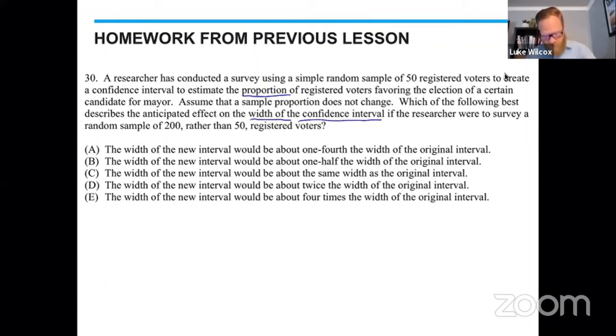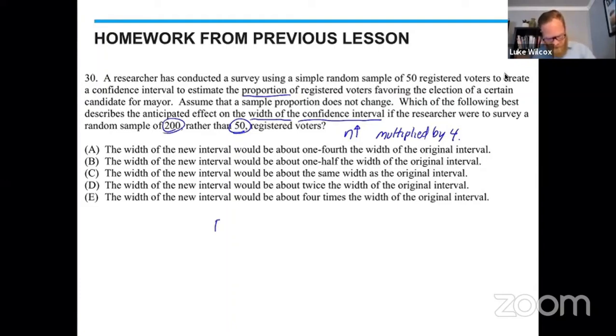Okay, so here's the first thing to recognize. We started out with 50 as a sample size, and we are moving to 200. So very clearly, the sample size is increasing. And more specifically, I can see that the sample size is being multiplied by 4. So the question is, how is that going to affect the width of the confidence interval?